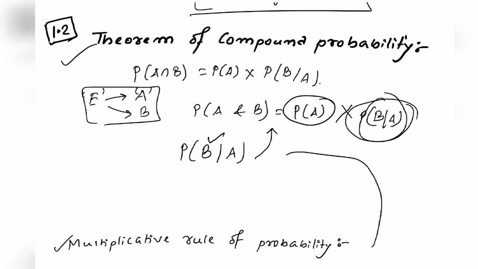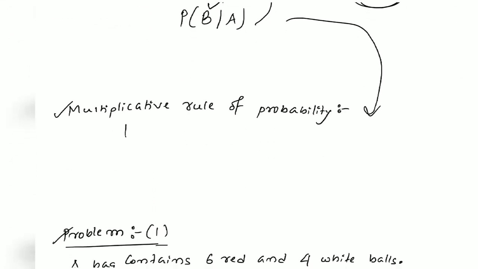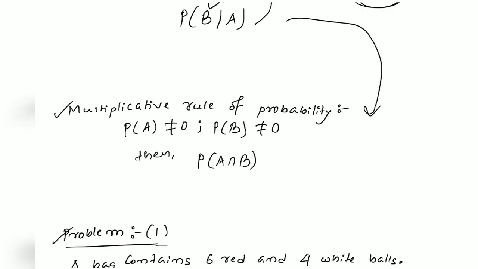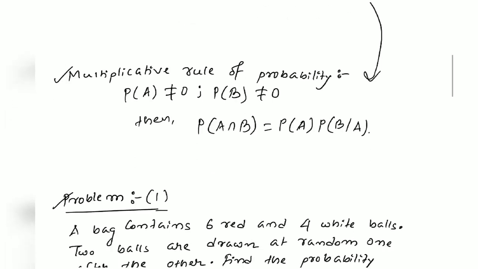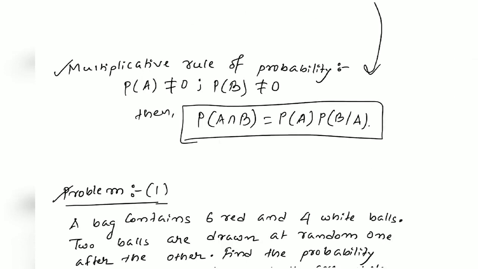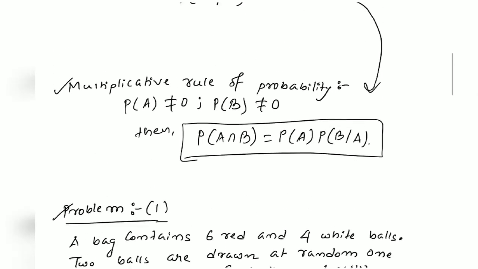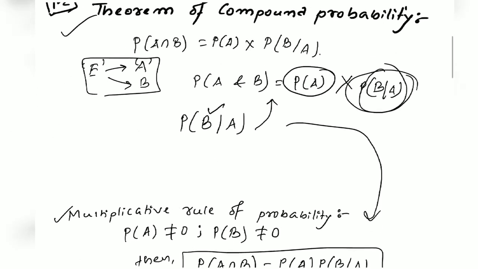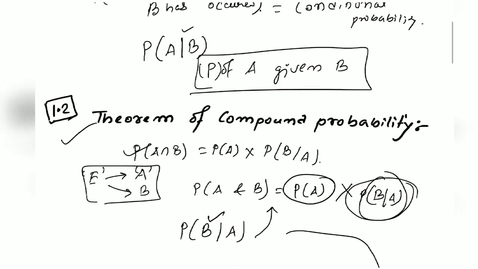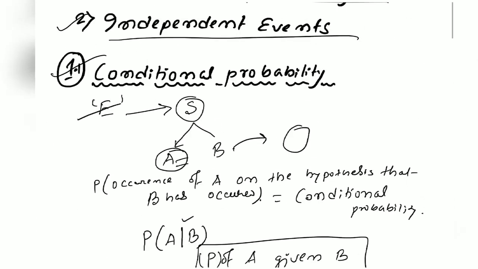Now from the theorem of compound probability, if P of A is not equal to 0 and P of B is also not equal to 0, then the formula we have got is P of A intersection B as P of A into P of B given A, right? So this is called the multiplicative rule of probability. Now based on these two theorems, we will solve the next problem.